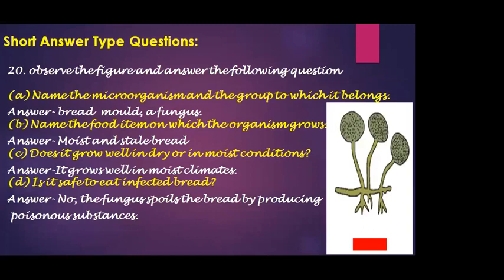Question B, name the food item on which the organism grows. It grows on moist and stale bread. Question C, does it grow well in dry or in moist conditions? The answer is, it grows well in moist conditions. Question D, is it safe to eat infected bread? Answer is no. The fungus spoils the bread by producing poisonous substances.